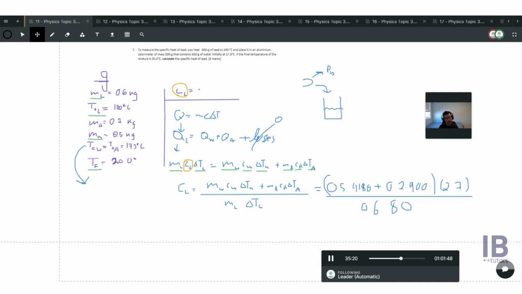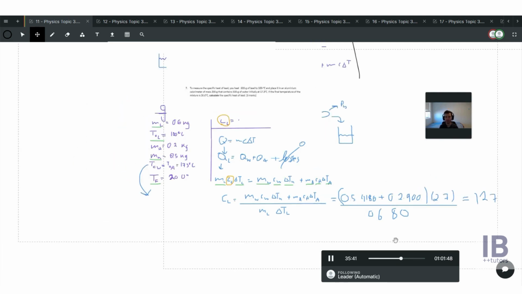Let me just make a quick check. Well, the answer I got was 127. 127, by plugging in these things? Yes, and that is the correct answer. 127, what are the units? Celsius per kilogram? Not quite. Think about it. It's joules per kilogram.